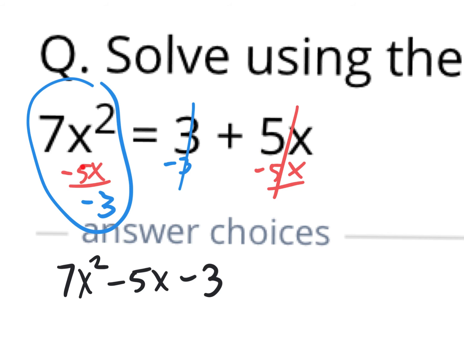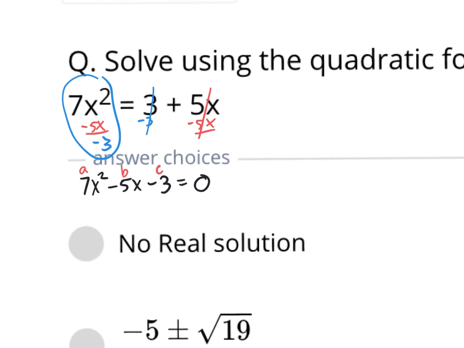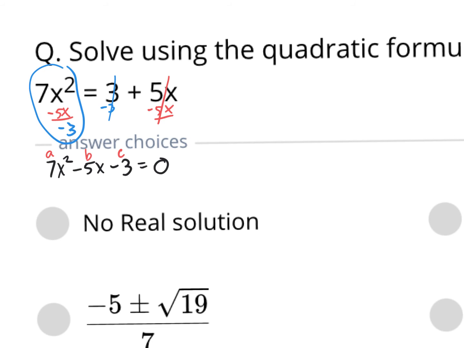Subtract 5x, you'll have 7x squared minus 5x equals 3. Then you subtract 3, you'll have 7x squared minus 5x minus 3 equal to 0. And here's your quadratic trinomial. Your a value is 7, your b value is -5, and your c value is -3. So they want us to use the quadratic formula again.